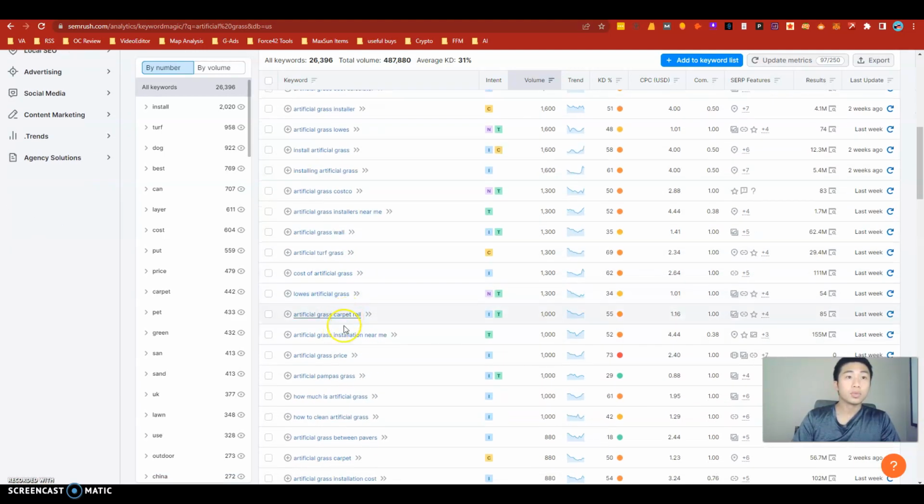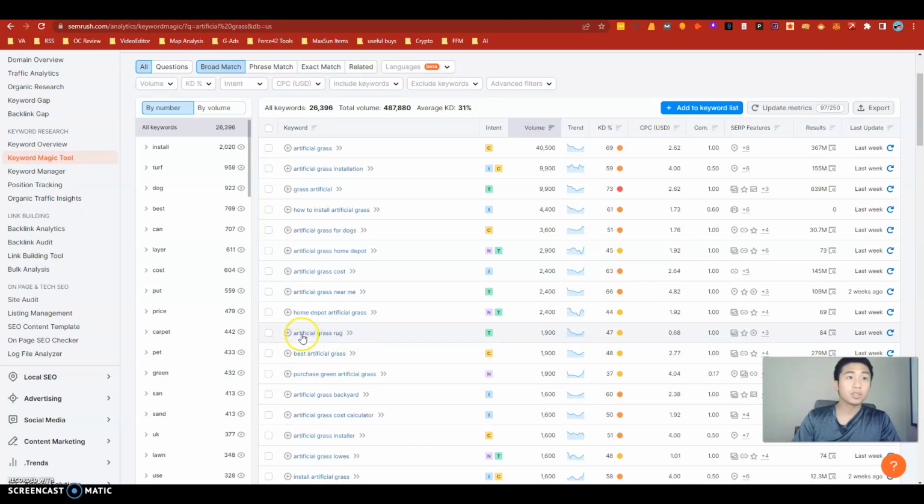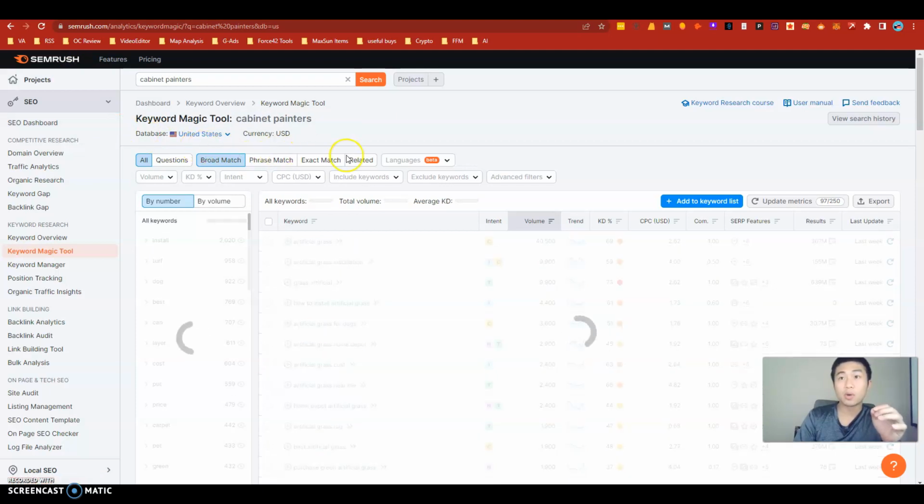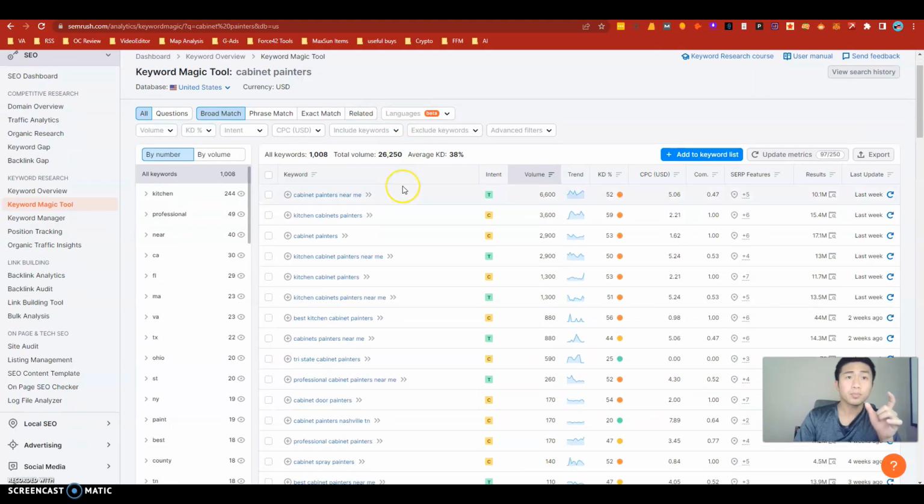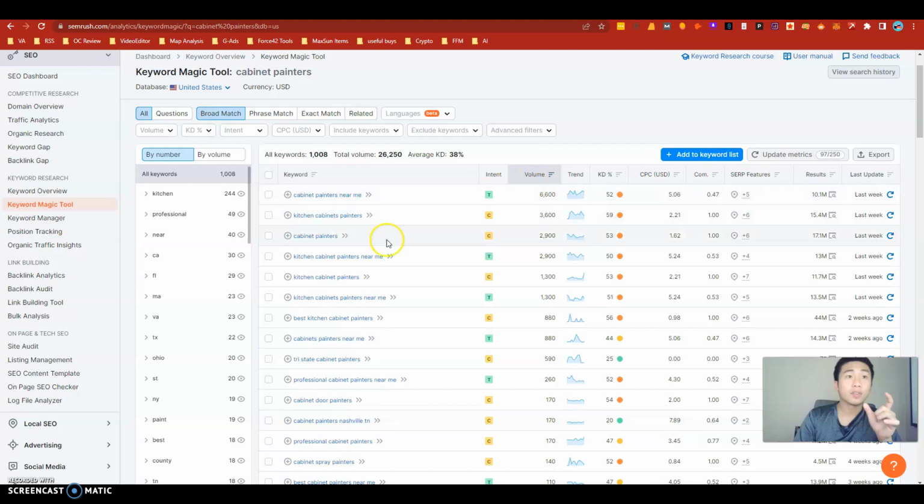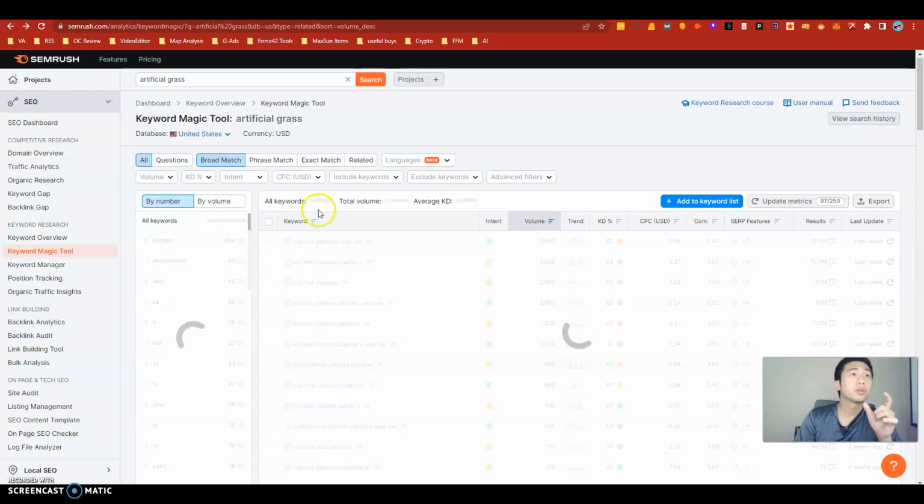Let's see here. Let's see another one. Artificial rug. See, these types of stuff, artificial grass rug. Well, actually, I should probably do cabinet painters. Let's see what cabinet painters has to say. So there's specific things that I want you to look at, and look at the intention behind the type of words. Okay. Let's see here. See, this is a really good one because they're looking for a service. And let me just see if I can find. Let me see. Let me go back one more.